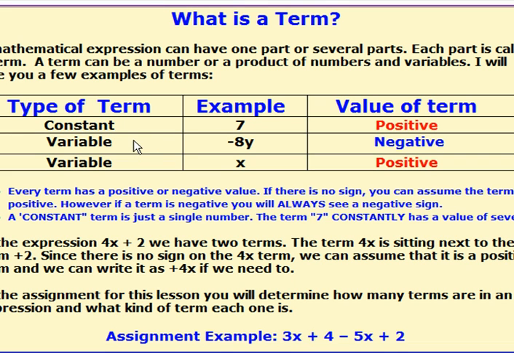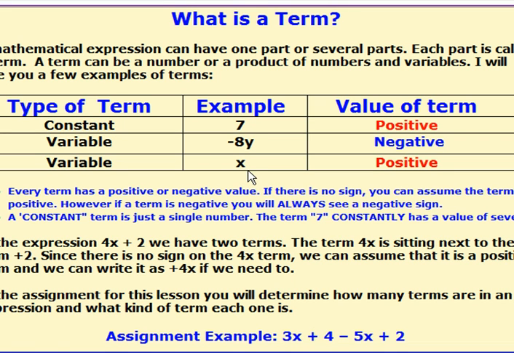Okay? The other type of term that we have is called a variable term. So a variable term always has a number multiplied by a letter, and that letter we call a variable. So in this example, we have -8 times y, and y is the variable. The value of this term, like I said, is negative, and whenever it's negative, you're always going to see this negative sign here in front of the number. The other kind of variable term is going to be the kind that you don't see any number in front of the variable. So if you just see x, x is a variable term, okay?